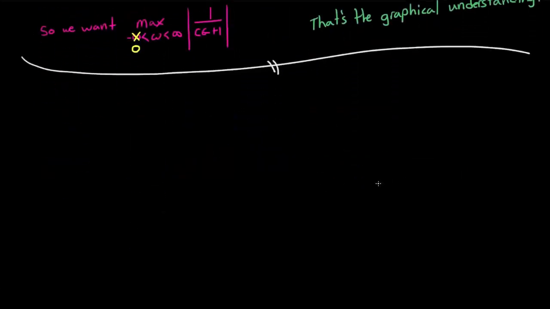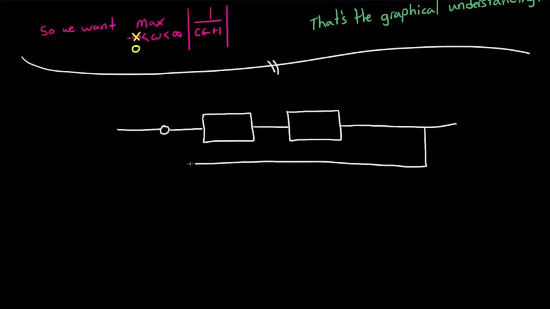But I promised two separate paths to this equation, and for the second path, we need to go to the block diagram. We go back once again to the open loop system, C of S times G of S. And if you have unity feedback, the system would look like this. And this looks like a typical block diagram for a generic feedback system.